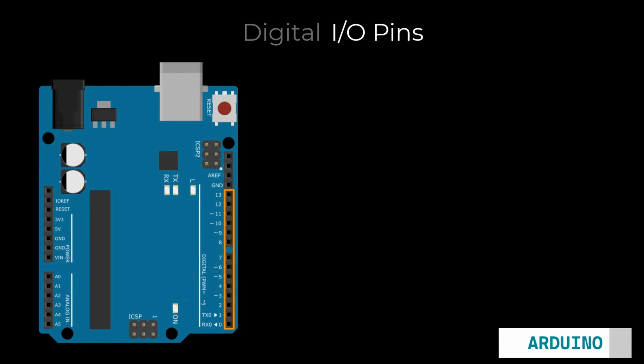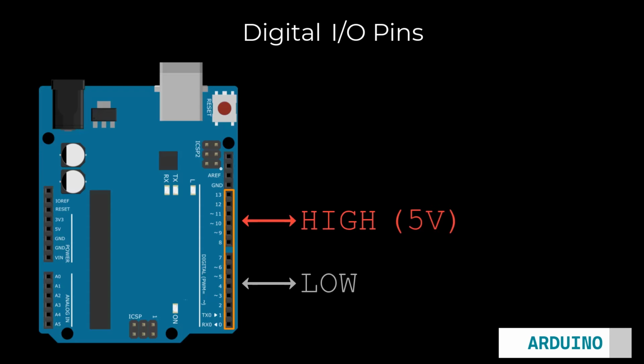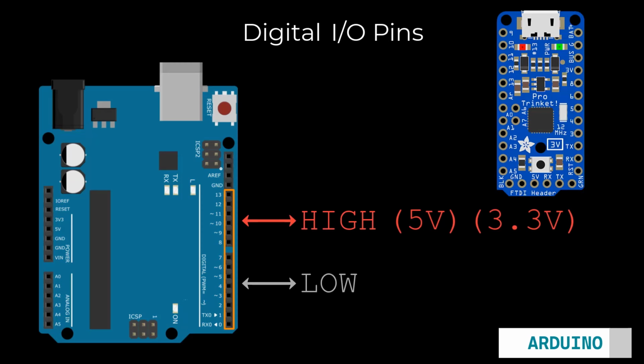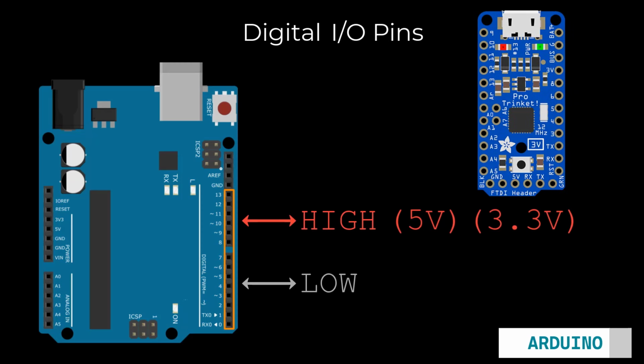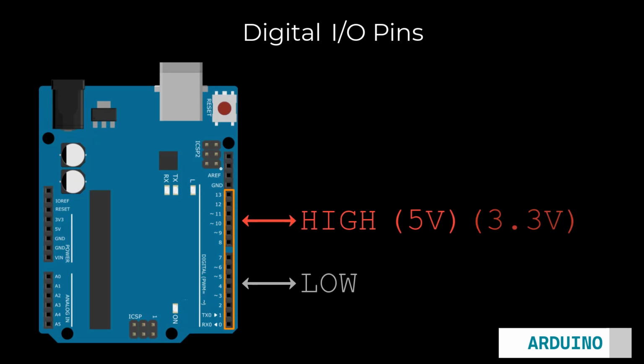Each digital pin can read or write high or low voltage signals. Depending on your Arduino, the high voltage signal could be 5 volts, for example on an Uno, or 3.3 volts, for example on an Adafruit Trinket. In this video, we'll always refer to high as 5 volts, since we're using an Uno.